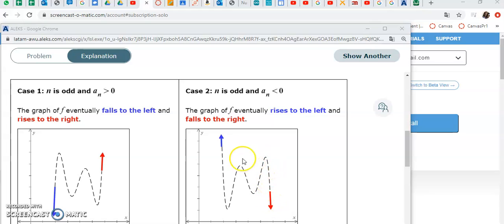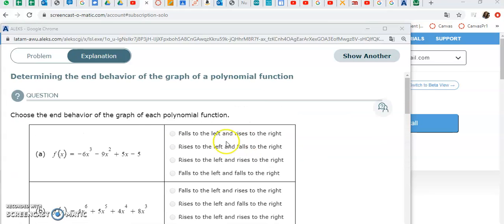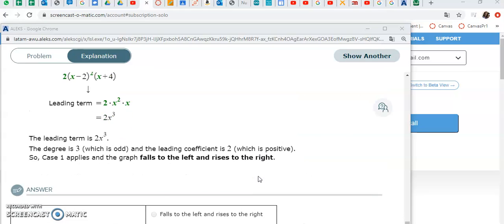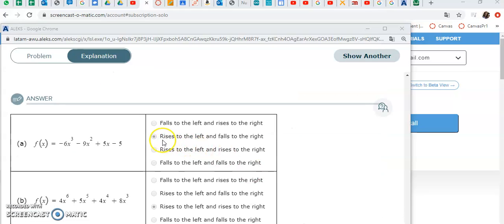Okay? Right now, I don't want you to think about the roots, just about the behavior of the endings to the left and to the right. Okay, so in this case, we have to select the option that says rises to the left and falls to the right. Okay, let's see in the last part where we have the solutions. As you can see here, this is the answer. Rises to the left and falls to the right.